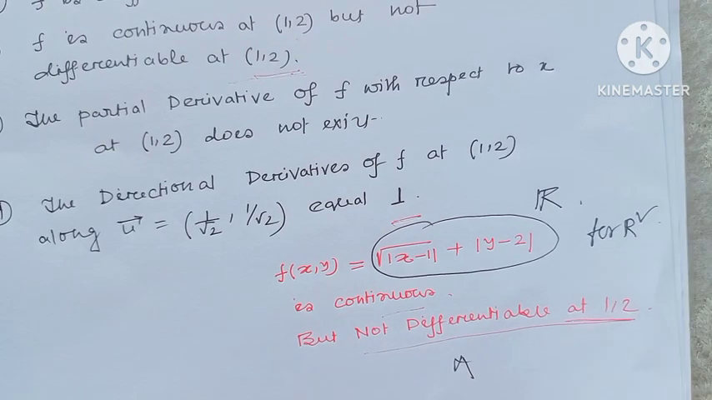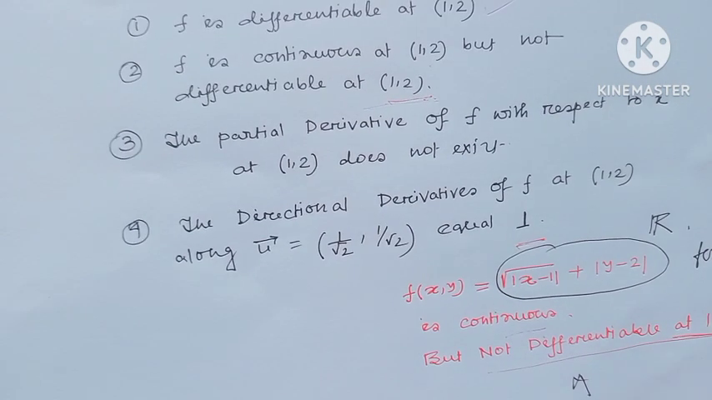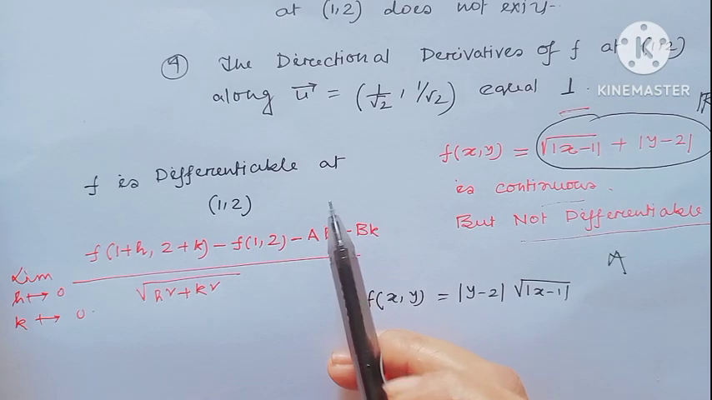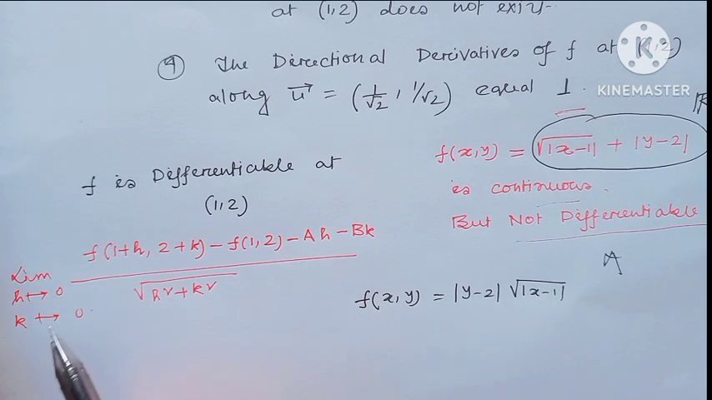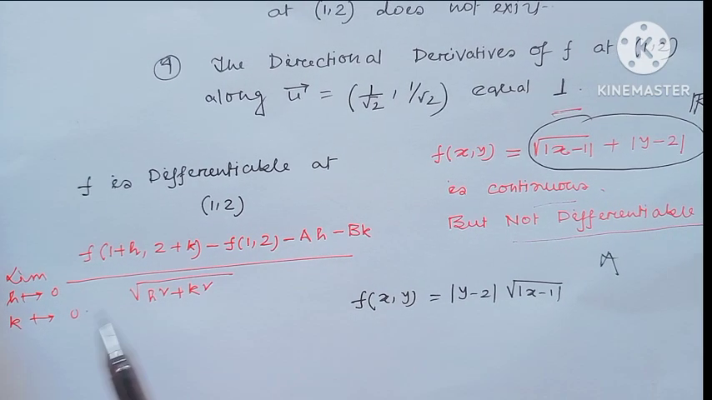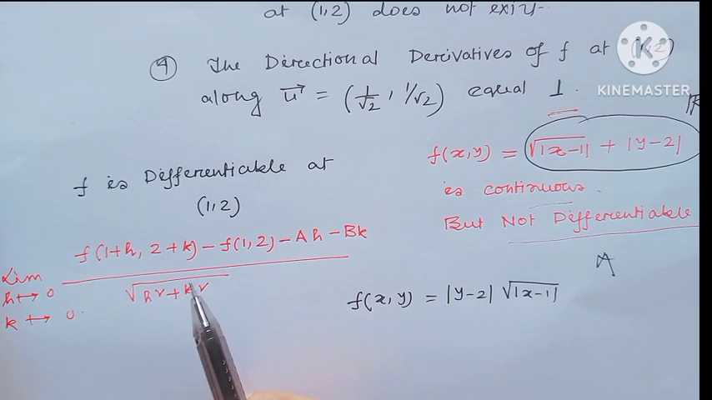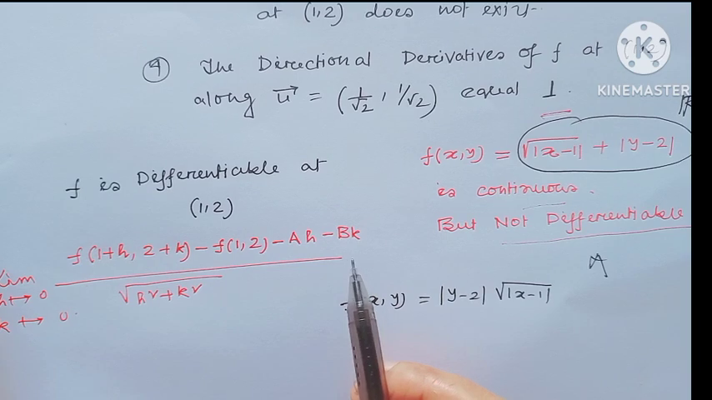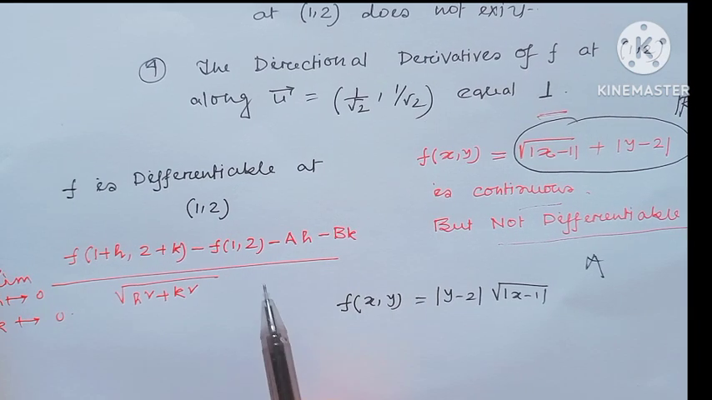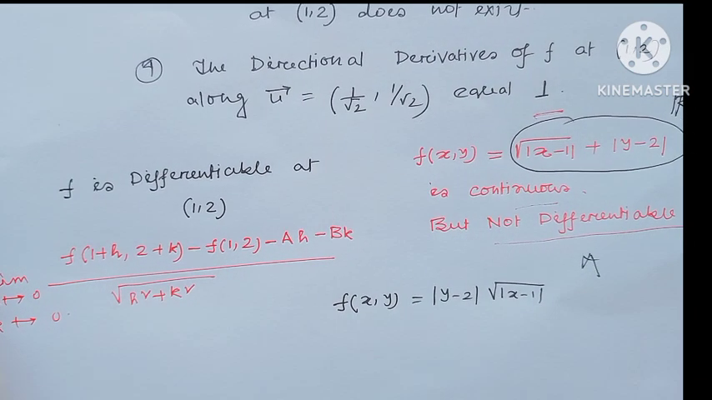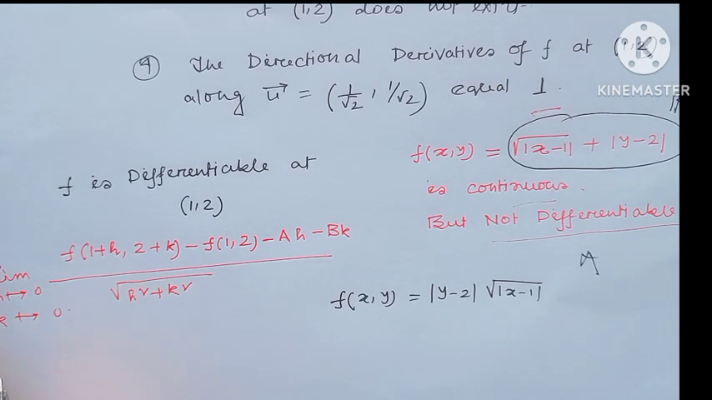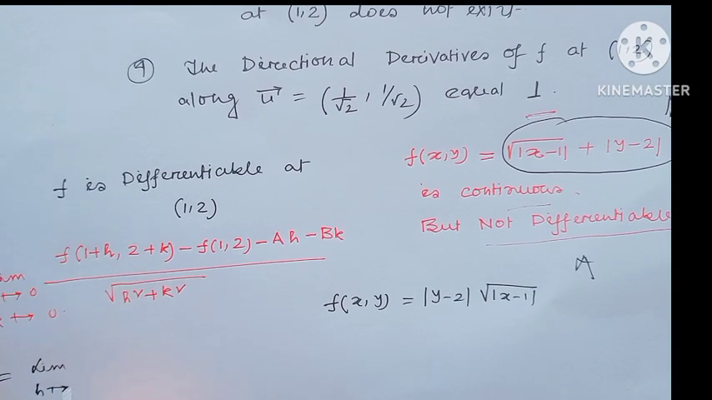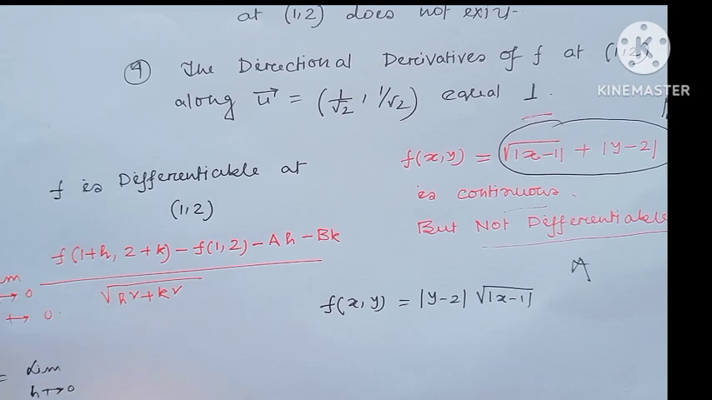This is the biggest wrong method. Here I will use the definition of differentiability. Differentiable at the point (1,2) means the limit as h goes to 0 and k goes to 0 of f(1+h, 2+k) minus f(1,2) minus h minus bk, divided by the square root of h² plus k². And this value would be the limit as h goes to 0 and k goes to 0.